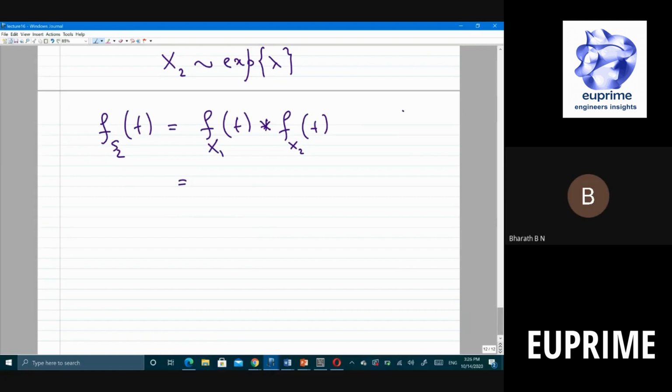Just give me one second. I'll just connect the laptop to the power supply.